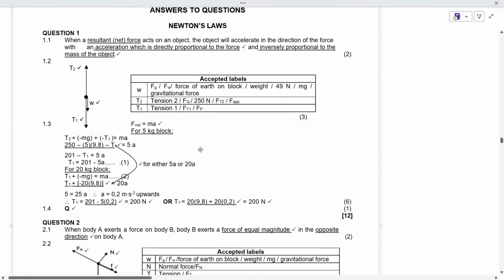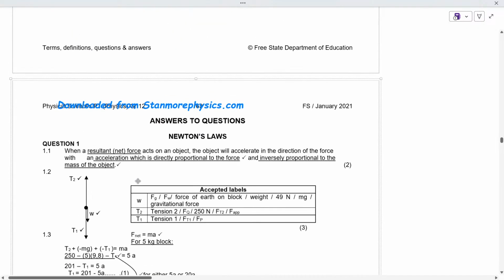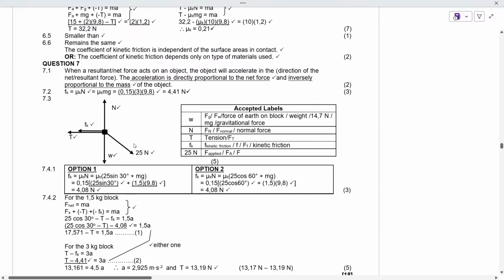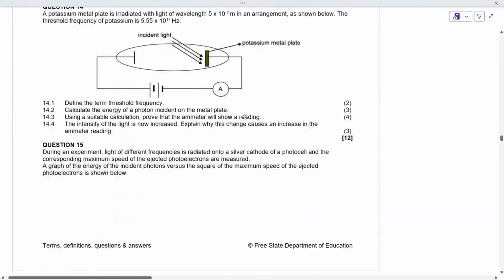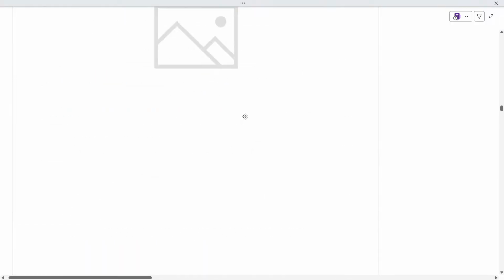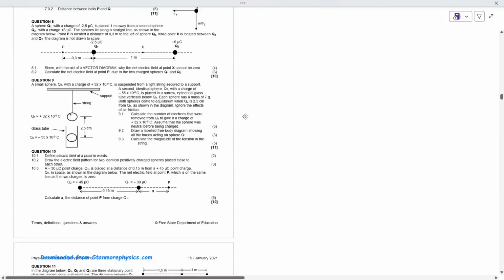No, they're not close. No, it's not this one. We did question 7. We did question 7. Let me just copy it and then bring it closer to where we're solving.